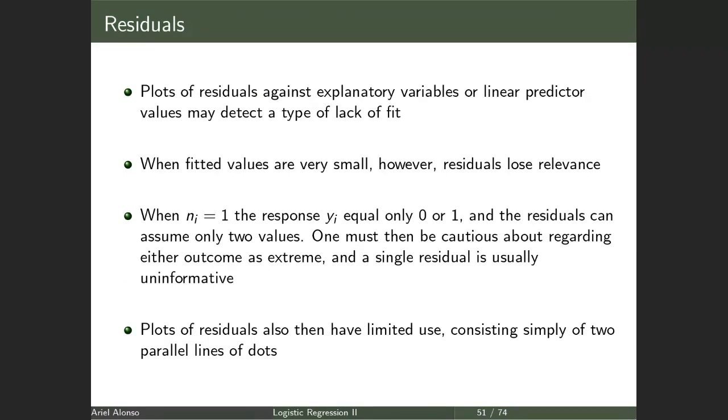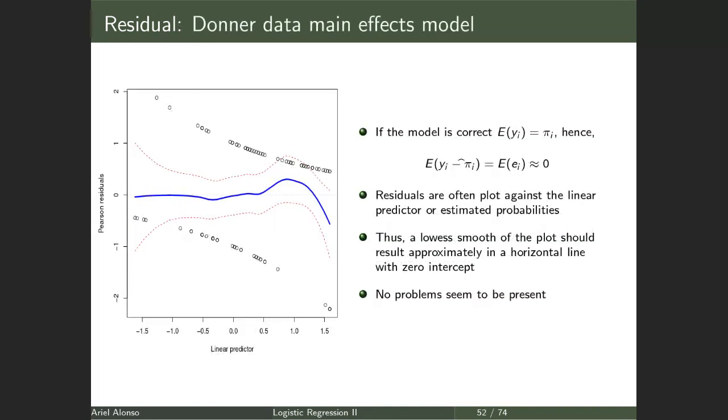Now, how do you use this residual? Well, like in linear regression, you can plot these residuals against, for instance, the linear predictor, or you can plot these residuals against a covariate. You decide. You can be creative. You plot the residuals against different things, and then you analyze the pattern. Let me show you, for instance, the Donner Party data, because there we saw that we have some lack of fit. The model is not fitting the data well.